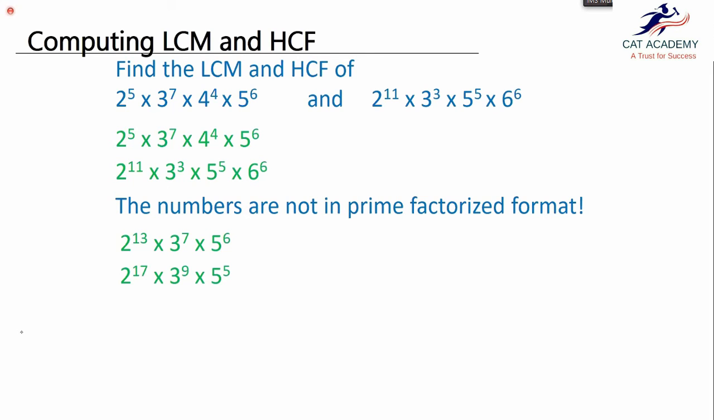So 2 raised to 17 into 3 raised to 9 into 5 raised to 5. That is going to be my second one, because 6 raised to 6 can be written as 2 raised to 6 into 3 raised to 6. So increase 2 ka power by 6, increase 3 ka power by 6. So I get something like this. And now this is in the prime factor form. So now I can find out LCM and HCF quickly.